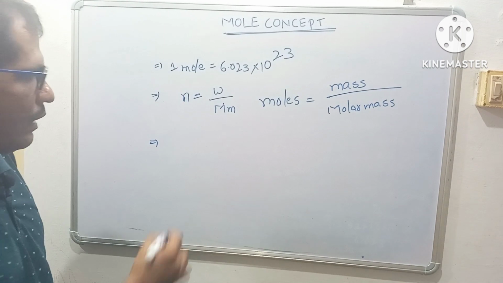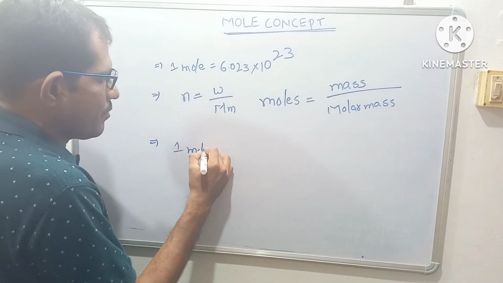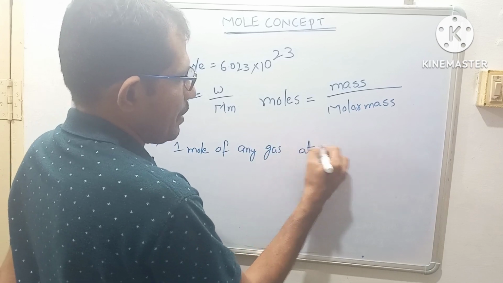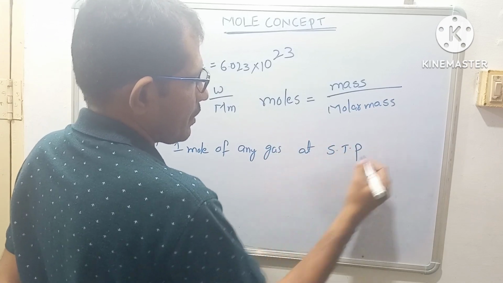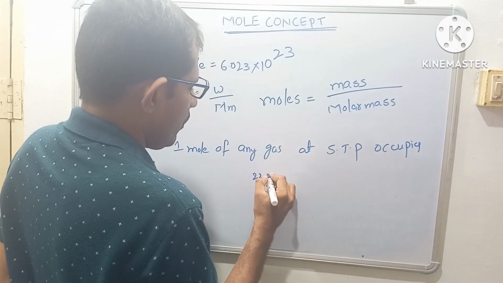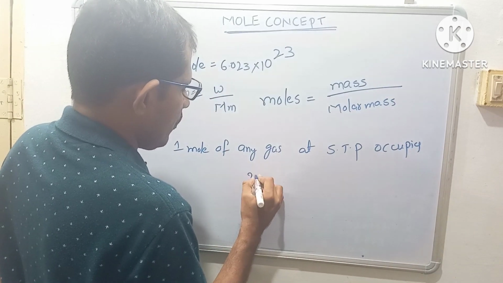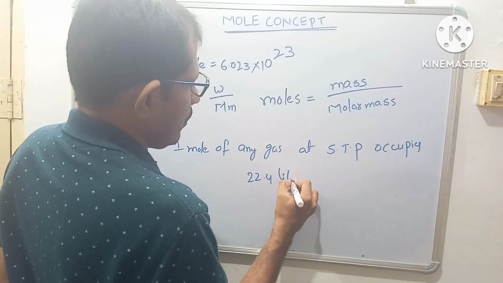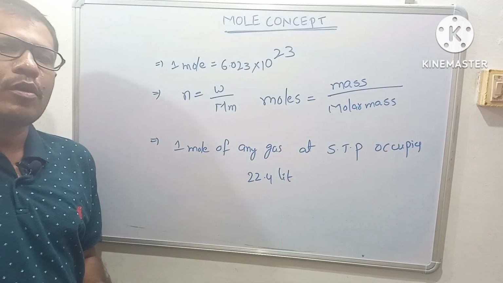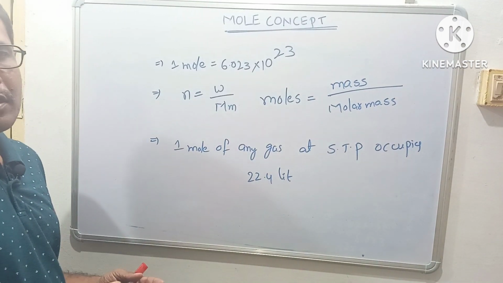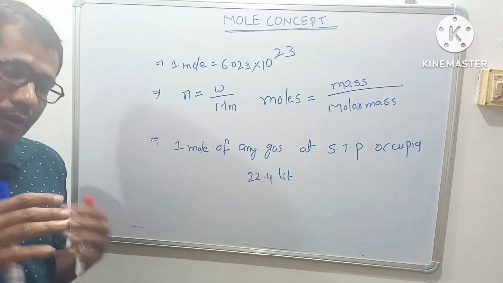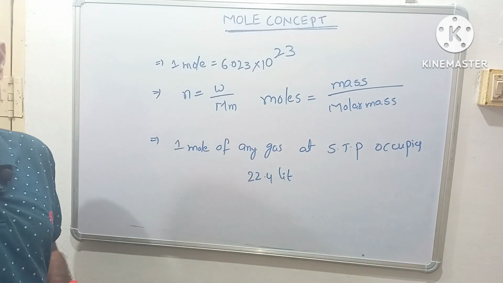Next, remember one more thing. 1 mole of any gas at STP, that means standard temperature and pressure, occupies 22.4 liters. So I repeat, these three formulas will help you to solve so many problems in mole concept. Not only in mole concept, almost everywhere in physical chemistry these three formulas are involved, right?